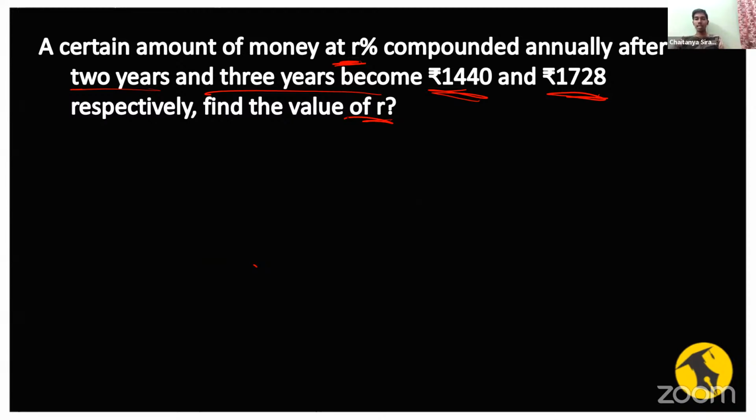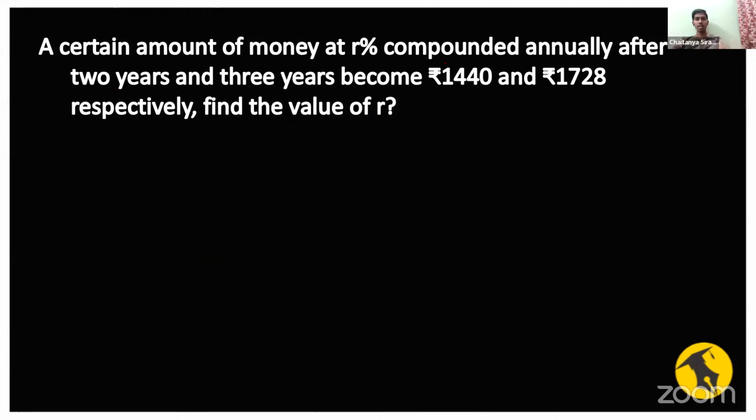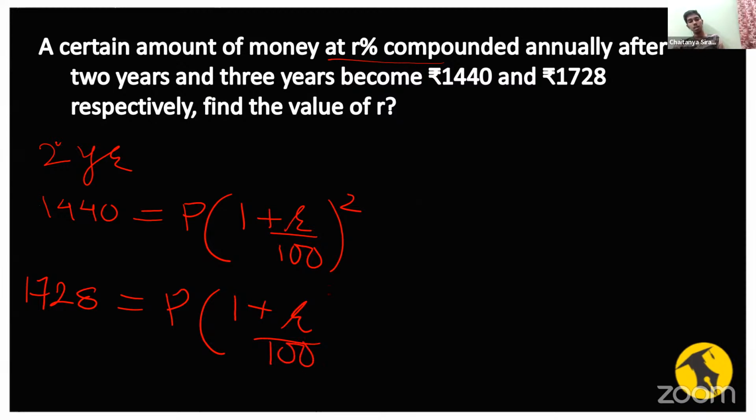We had a similar question in simple interest. In that case, we simply took the difference of 2 consecutive years. But that's not the case for compound interest. Compound interest would be different for each year. So what you can do, you can straight away write the formula. For 2 years, what would be the amount? It would be 1400 equal to P into 1 plus R upon 100 to the power 2. And for 3 years, it would be 1728 equal to P into 1 plus R upon 100 to the power 3.